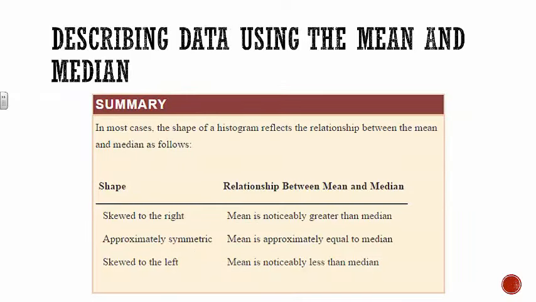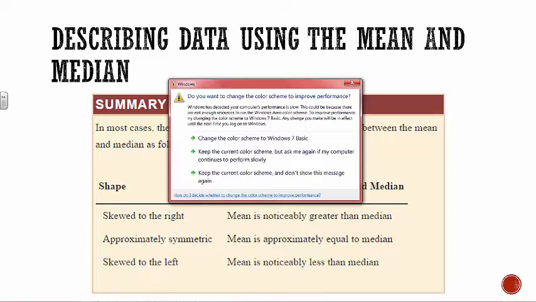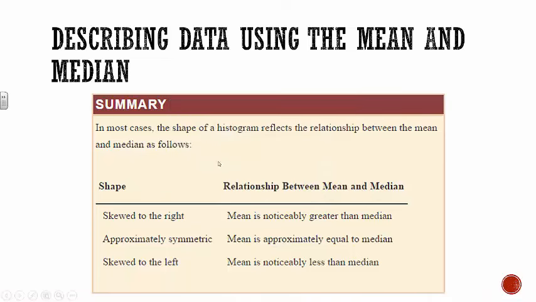Alright, so how can I use the mean and the median to describe my data? Well, if you know the mean and the median, and your data is skewed right, you'll notice that the mean is way bigger than the median. However, if your data is symmetric, the mean and the median will be just about the same. And if your data is skewed left, the mean is noticeably less than the median. So again, you can tell whether or not your data is skewed or symmetric just based off of your values for your mean and for your median.